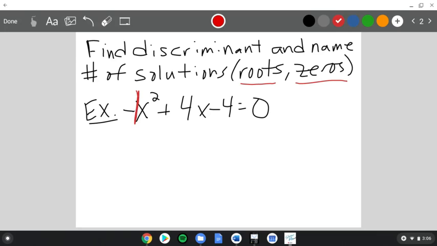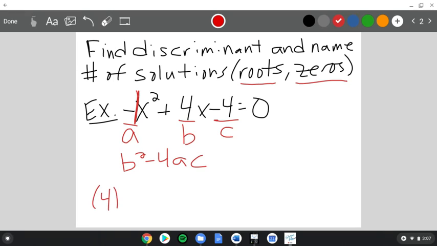In front of x squared, there's this invisible 1. So a is negative 1. B is the coefficient of the x to the first power. And then c is the constant. So to do the discriminant, we're only filling in b squared minus 4ac. When we do that, we would have 4 squared minus 4 times negative 1 times negative 4. And that comes out to be 0.